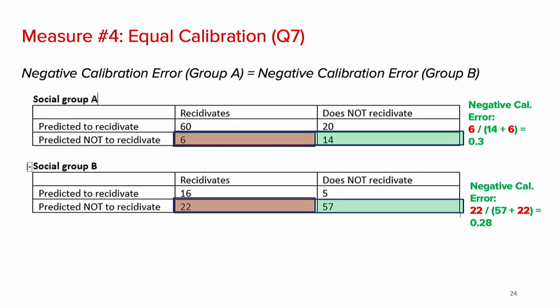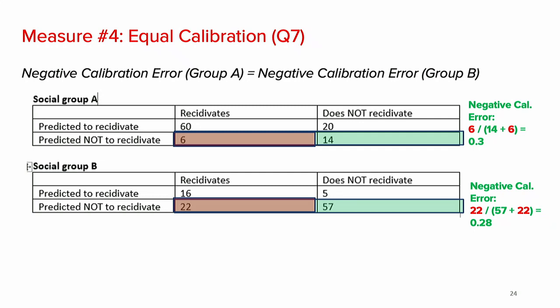Okay. So the last criteria we asked you to look at wasn't about false positive and false negative, but about the calibration of the classifier. So how strong its predictions were. If it predicts something, how likely was that prediction to be correct? And notice that that is different from false positive and false negative. So in this case, the first thing we asked you to look at was the negative calibration error.